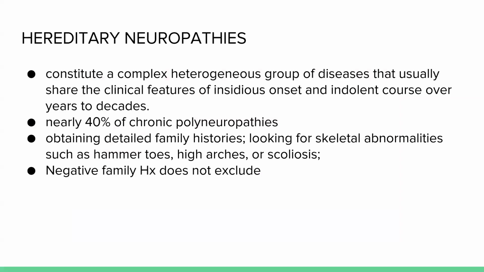Hereditary neuropathies are a heterogeneous group of disorders. They have a very insidious and indolent course. It takes years and years to have any symptoms, and nearly 40% of the patients who are sent for diagnosis end up having chronic polyneuropathies. A detailed family history is important because of inheritance and skeletal abnormalities like hammer toe, high arched pes cavus, scoliosis. Negative family history does not exclude it, because these entities can also occur in de novo mutations.